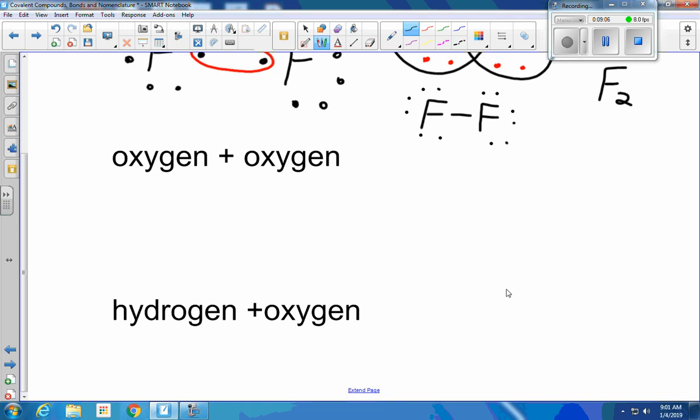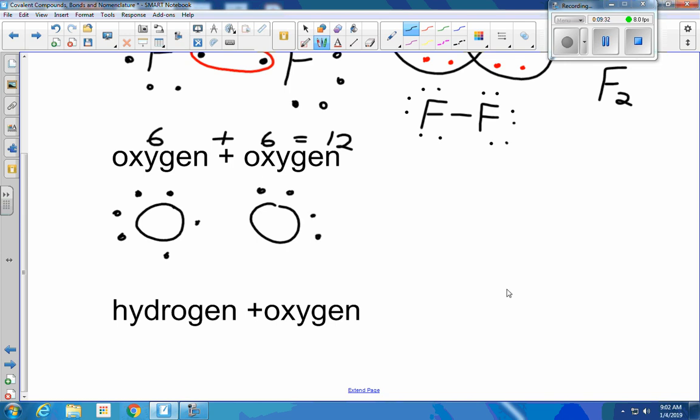Now, here we have oxygen. Oxygen can present a slight problem. How many valence electrons does oxygen have? It has 6. So each one of these has 6, so I'm going to have a total of 12 valence electrons. Now, take a look here. Oxygen has 6. I got 2 singles here. This oxygen also has 6. 2 pairs, 2 singles.